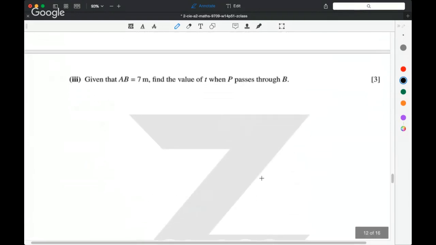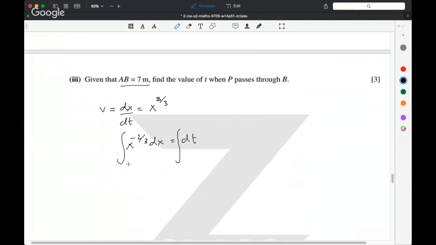Okay, so now we're going to apply this. And we're told that the distance AB is 7 meters. So we know that v is equal to dx/dt, right? And we've just found out that this is equal to x to the 2/3. So again, we separate variables, and we say that x to the minus 2/3 dx is equal to dt. And now I'm going to integrate these. And my lower limit, I'm going to choose as the time when x was 1.